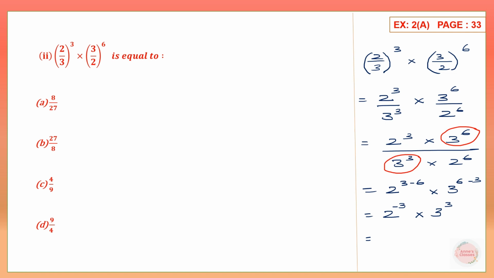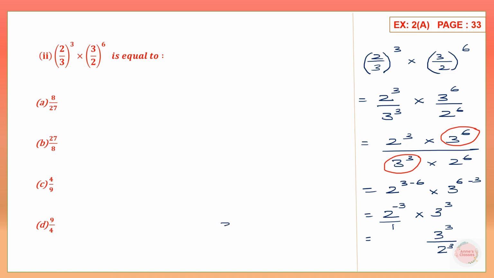Now 2 has a negative power. So we can make it a positive power by writing 2 by 1 or simply by taking it to the denominator. So here 3 to the power of 3 will remain as it is and 2 raised to the power of minus 3 will now become 2 to the power of 3. So the power has now become positive. So we have 3 to the power of 3 divided by 2 to the power of 3.